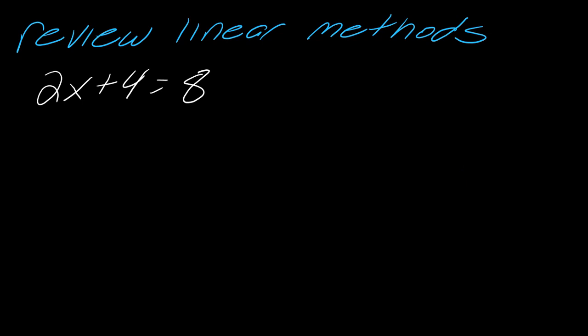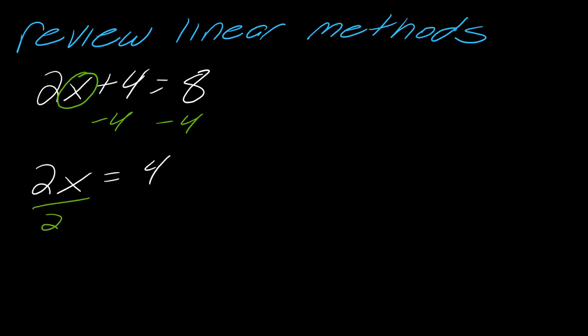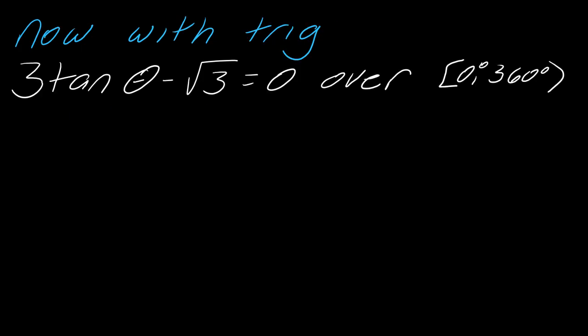The whole idea, the thing that matters here, is that you remember the philosophy. The philosophy is that we want to isolate x. That's really what we're trying to do. So to do that, first we subtract the 4 to get 2x equals 4, and then I divide both sides by 2, and then I get to my solution, x equals 2. That philosophy carries forward when we're working with a trig equation.